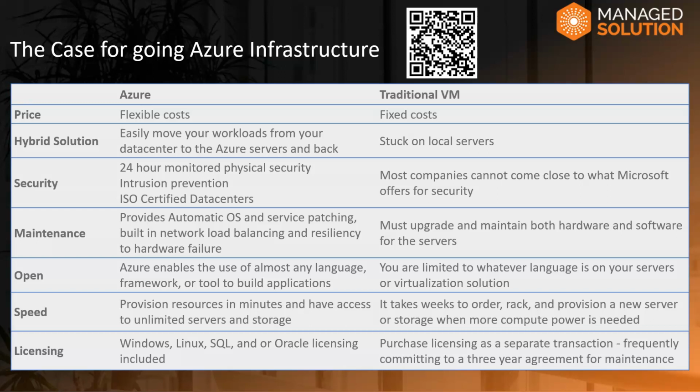First off, the price. As you saw from the pricing calculator, the costs are very flexible, whereas if you had a traditional VM environment, you're looking at more like fixed costs. For a hybrid solution, it's easy to move workloads back and forth from your data center to Azure servers and back, whereas with traditional VMs, you're really stuck on your local servers. Now, the next one's really important. In terms of security, there's 24-hour monitoring going on. There's intrusion prevention, and these are all ISO-certified data centers that Azure is running on.